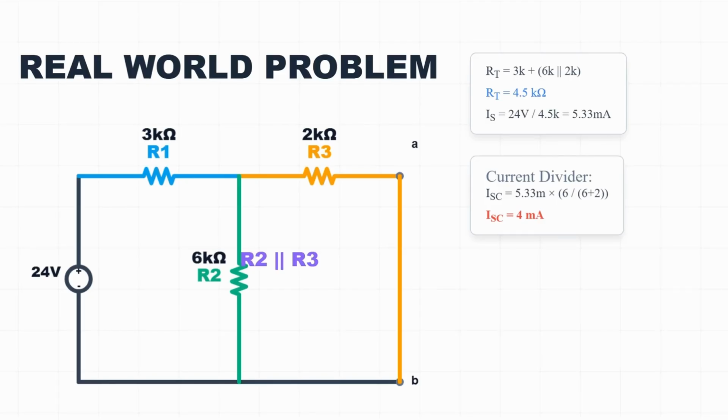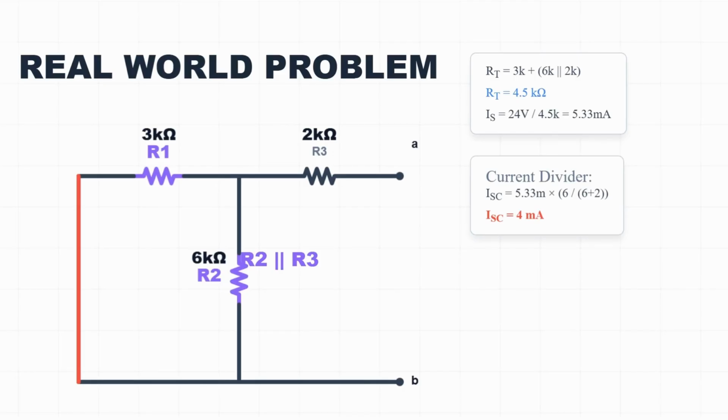Now that current splits, we want the part going through R3. I short equals Is multiplied by R2 over the sum of R2 and R3. I short equals 5.33 milliamps multiplied by 6K over 8K equals 5.33 milliamps multiplied by 0.75. I short equals 4 milliamps, so I Norton equals 4 milliamps. Now R Norton. Remove the short. Kill the source, short the 24V. Look in from A and B.